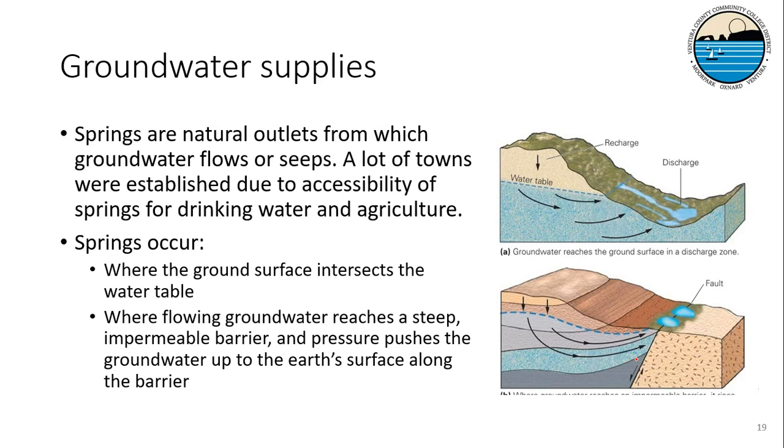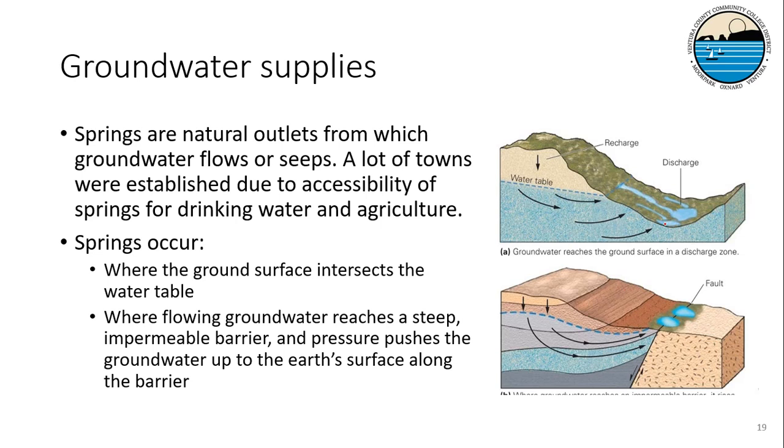So now let's talk about groundwater supplies. When we talk about where our groundwater comes from, it can come from springs, for example. If you've ever visited a natural spring, you would be drinking water that came right from the groundwater table, where the ground intersects the water table directly. This is where flowing groundwater reaches a steep impermeable barrier, and then it pushes the groundwater up to the surface.